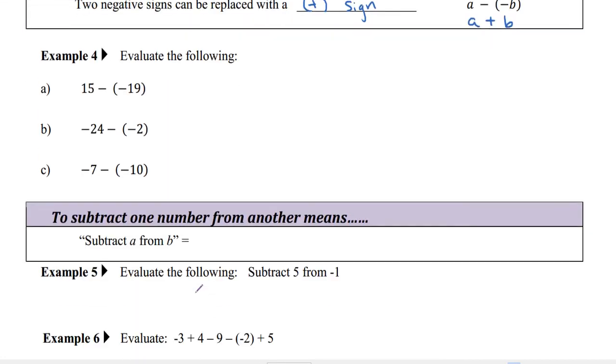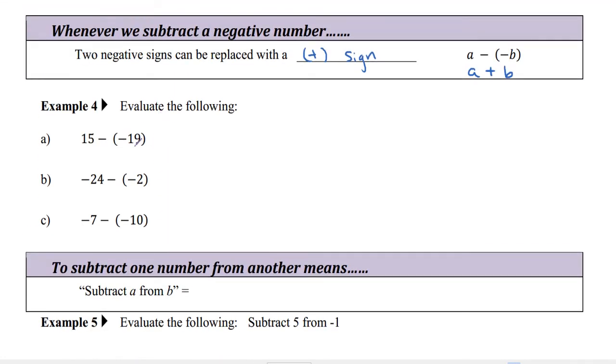So let's do a bunch of examples here. So let's say we have 15 minus negative 19. Well, this would just be the same thing as 15 plus 19. So that's 34. Okay, negative 24 minus minus 2 is the same as plus 2. Okay, and what is this going to be? Well, the negative 24 is the bigger magnitude number, but we're still going to have a negative in the end, but this will be negative 22.